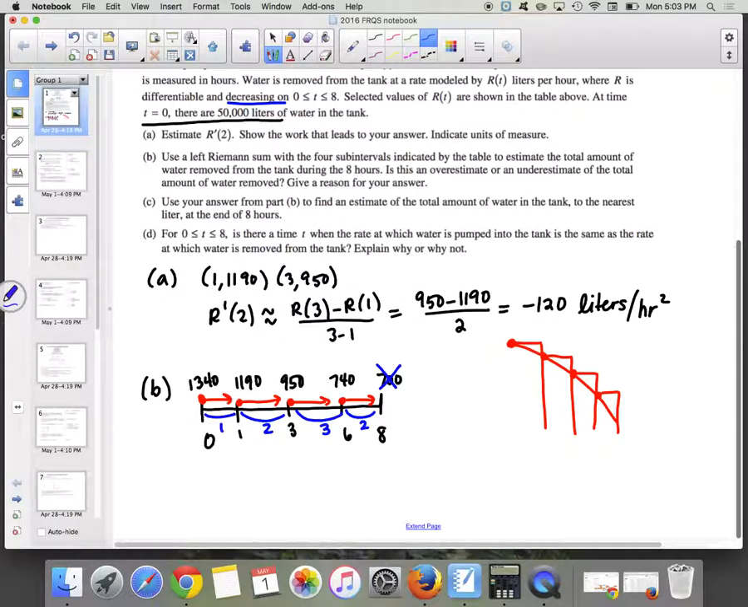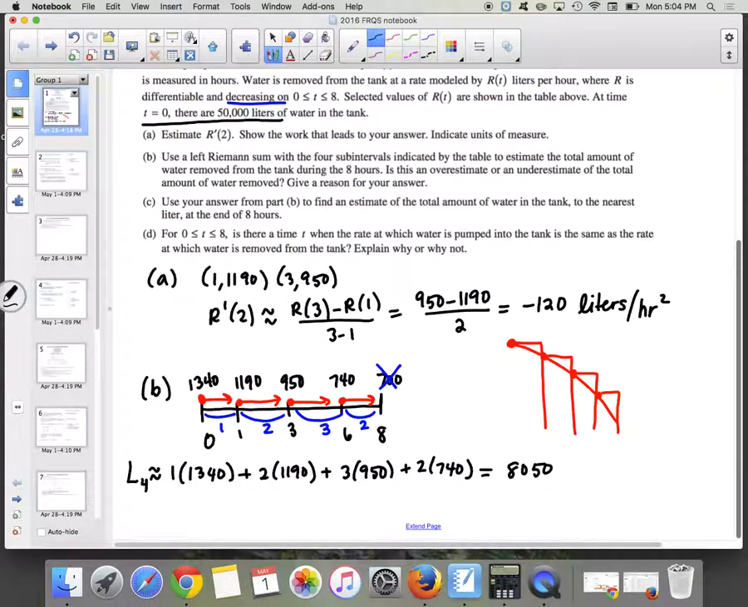That's like saying the first rectangle is 1 unit wide, the second one is 2 units wide, and so on. So I have 1 times 1340, 2 times 1190, 3 times 950, and 2 times 740. This is what I call my left Riemann sum with 4 subintervals. Often in class I wrote it as L of 4. You don't need the L of 4, but you do need products and sums: a width times height for each rectangle, added all together. If you work this out using your calculator, you get 8,050 liters.